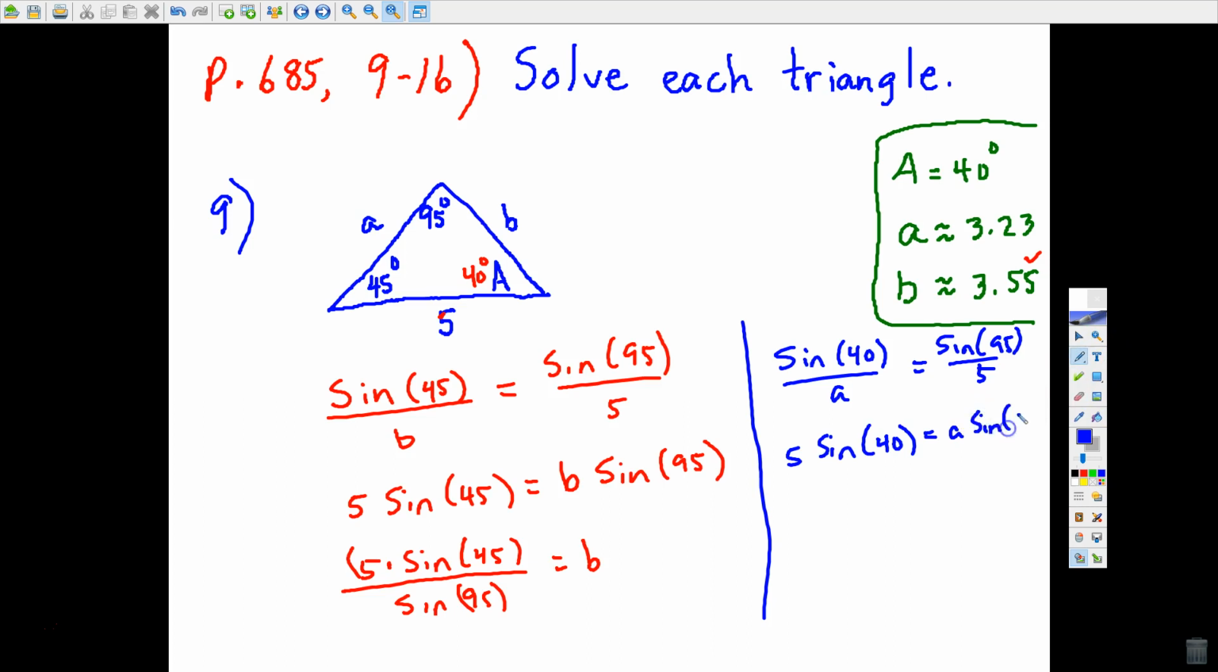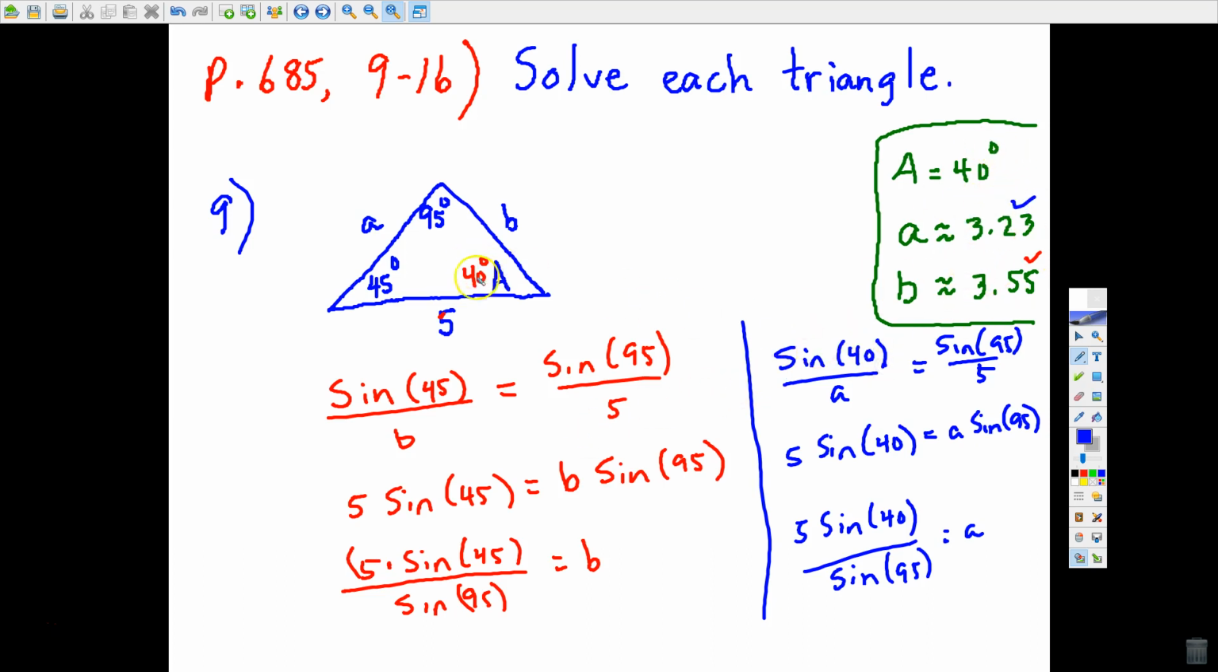A times sine 95. Okay, and you can see that we're going to be getting our answer by doing 5 sine 40 divided by sine 95 in our calculator. And that should give us A. So let's check it out. 5 sine 40 divided by sine 95. And that's 3.23 rounded. And so that checks out.